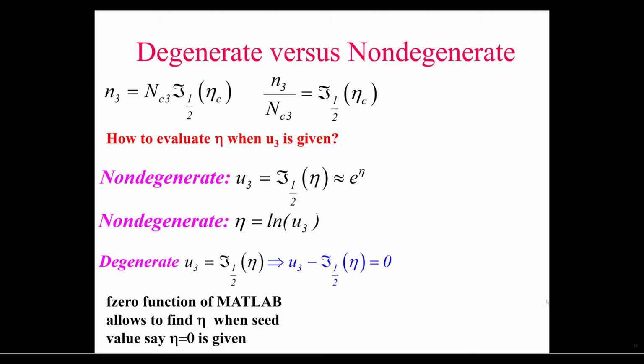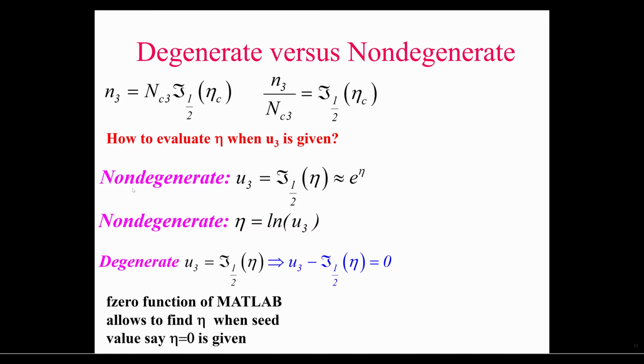So now let's look at degenerate versus non-degenerate. Let's say you are given this carrier concentration for 3D devices. We have n3 here, and this is the big capital NC3, which stands for effective density of states. Then you multiply with the Fermi-Dirac integral of order half, and you get eta C, and you move it down here, and you're going to get this Fermi-Dirac integral.